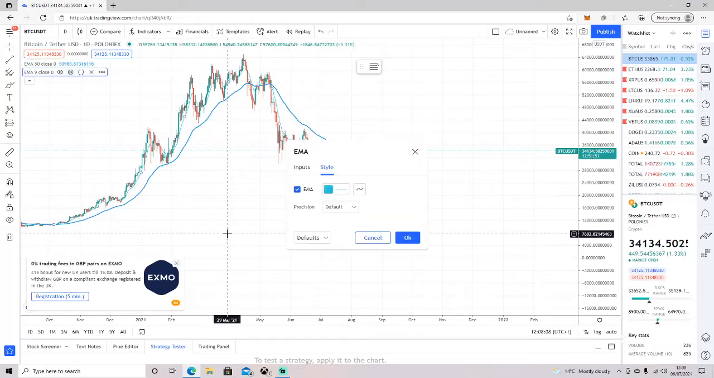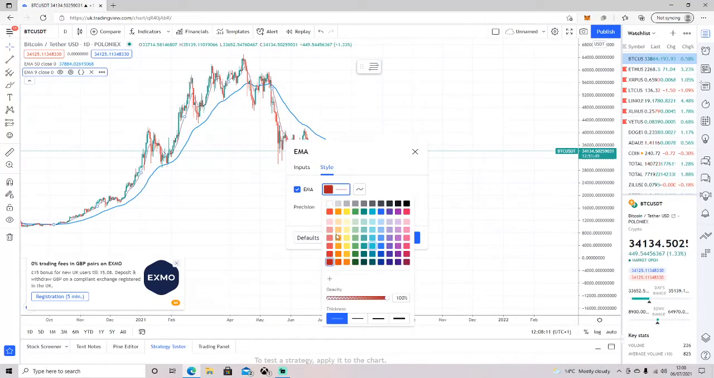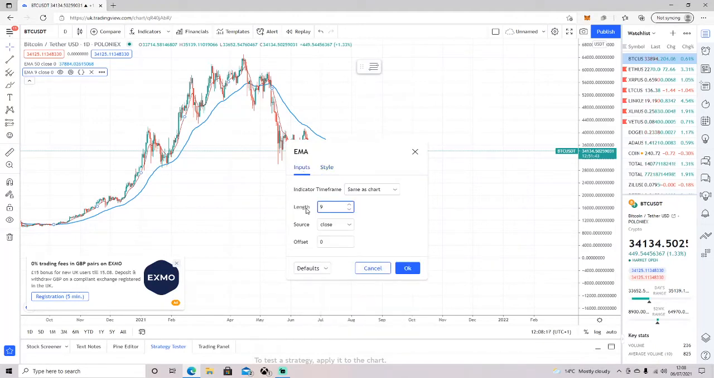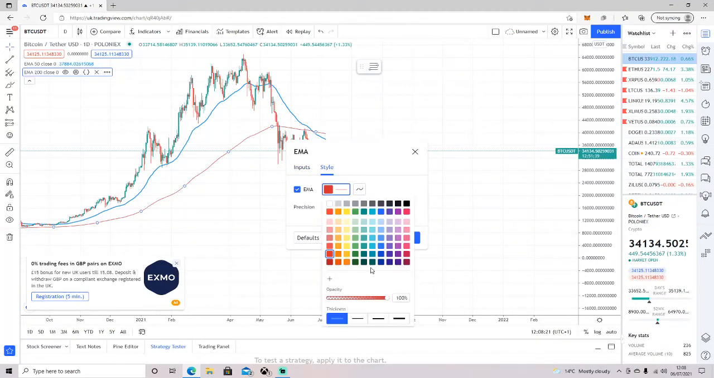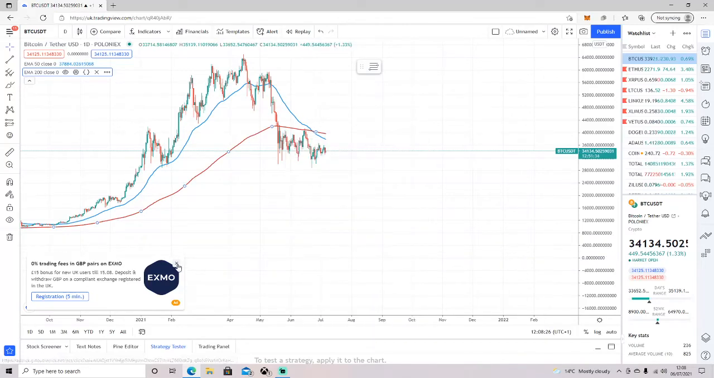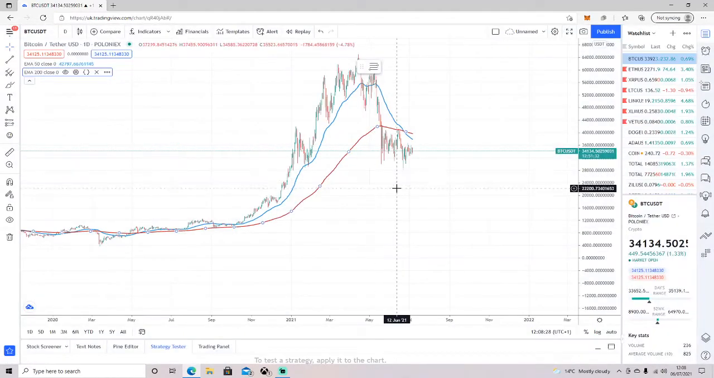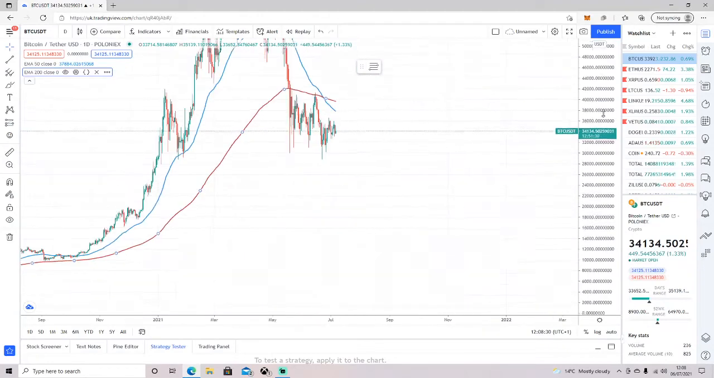And then I'm going to go for the other one. I'm going to go style. I'm going to put it in red. Yeah, red. What red do I like? Let's go for that red. We're going to put it on 200. And again, sorry, we are going to change the thickness. Bang, there, and there we go. So there's my moving averages.